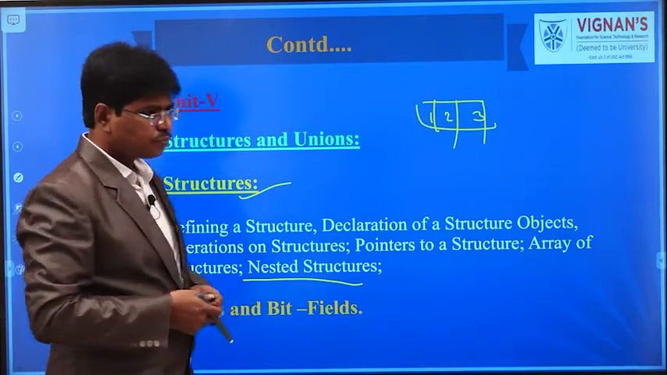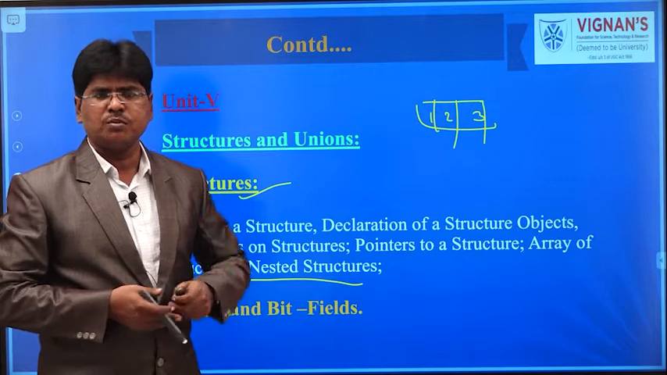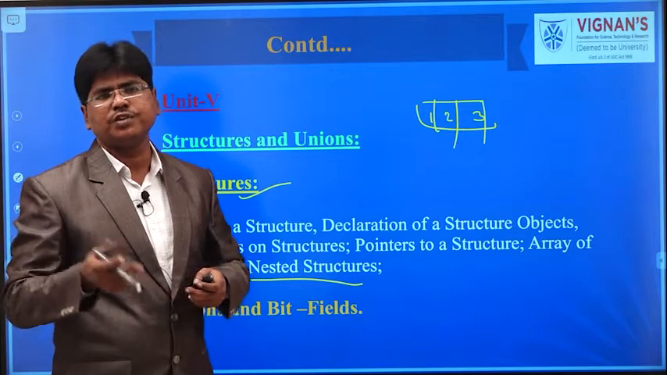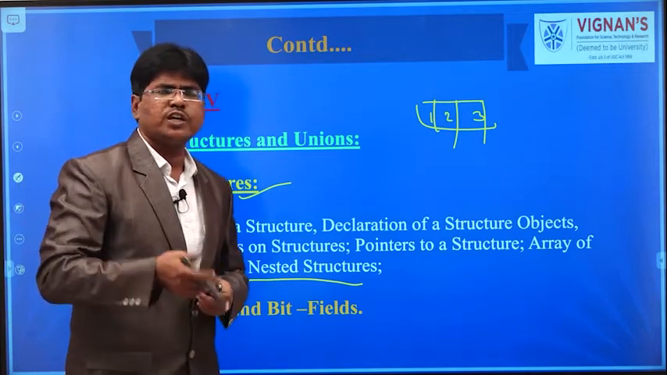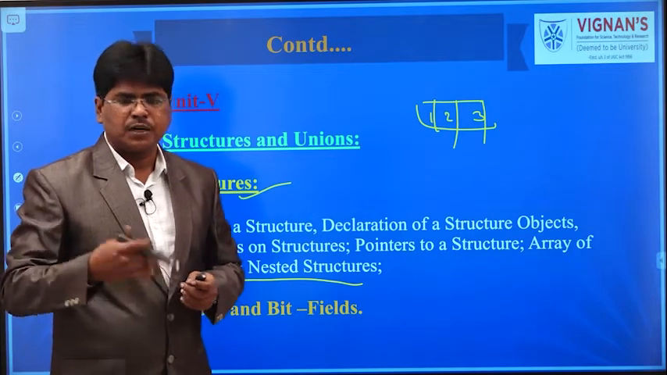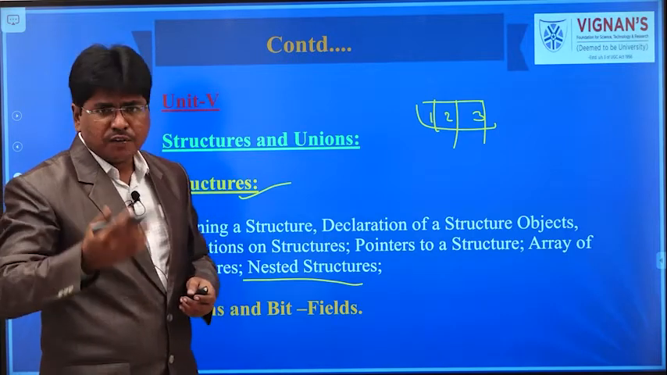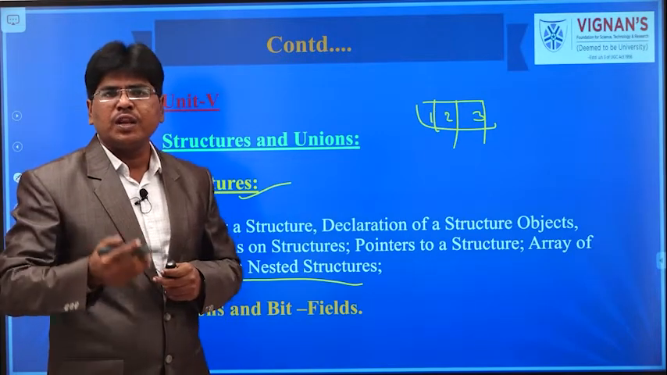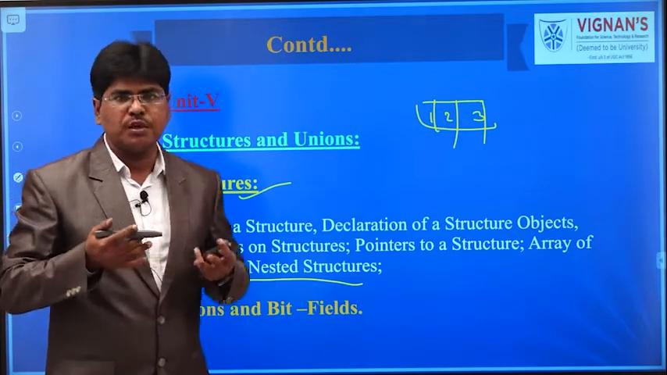Coming to unions, I think unions and structures are like twins. There is no major differentiation between structures and unions, but a slight differentiation is there, and that is only the memory allocation. When you take different data types in a structure, memory is allocated individually for each data type of the structure. But in unions, memory is allocated commonly for all the data types. The data type with the highest size will decide the size allocated to all the members of the union.